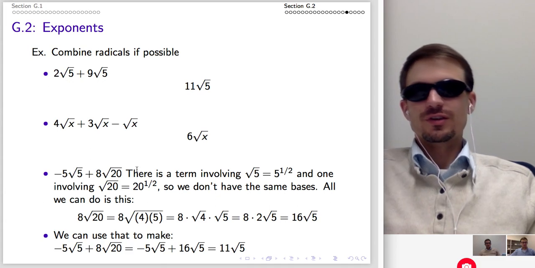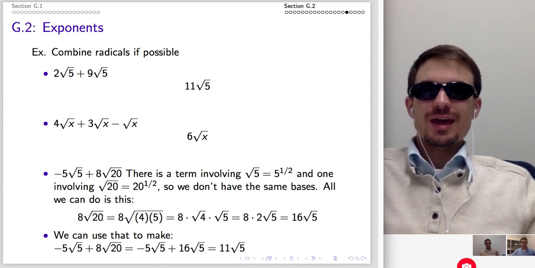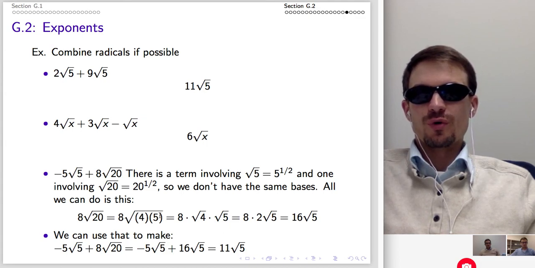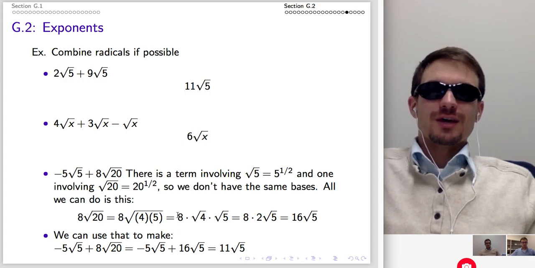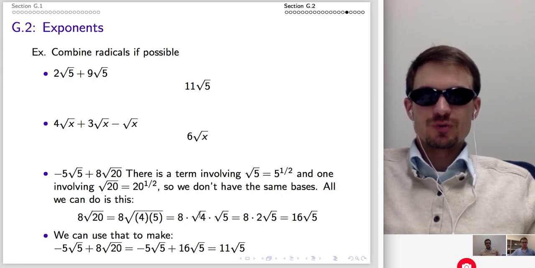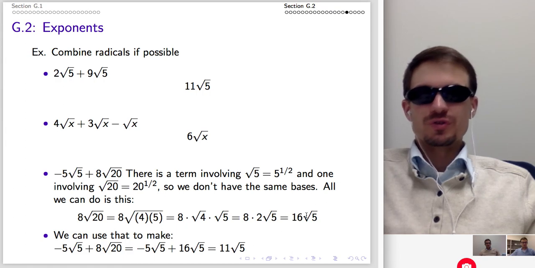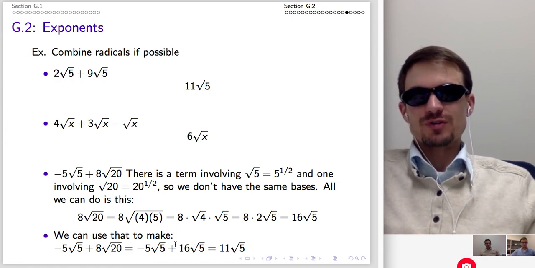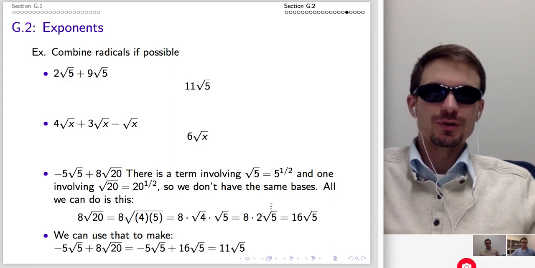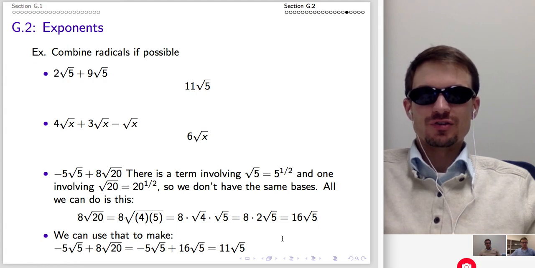So for instance, I can write 8 root 20 as 8 times the square root of 4 times 5, or 8 times the square root of 4 times the square root of 5, or 8 times 2 root 5, or 16 root 5. And I can use that to simplify the expression from above. Remember, it was minus 5 times square root of 5, now plus 16 square root of 5. That's just 11 square root of 5.